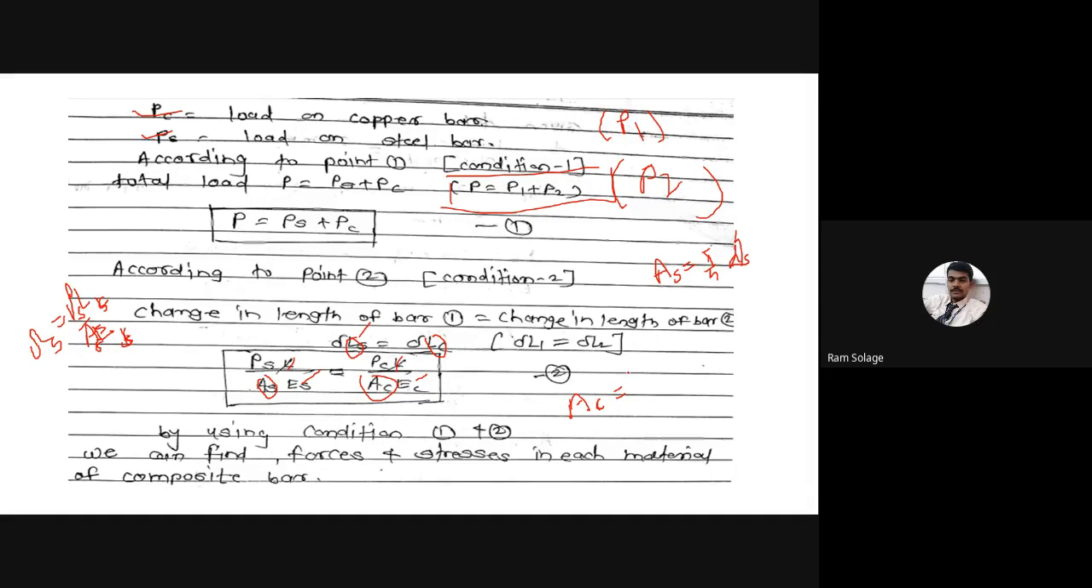Who will give the answer? Please give me the answer. I want the area of copper tube. Total minus steel. Wrong. See the diagram.